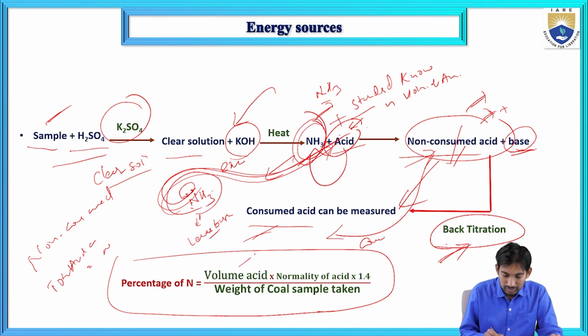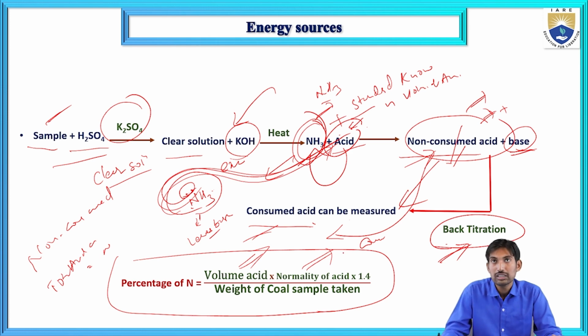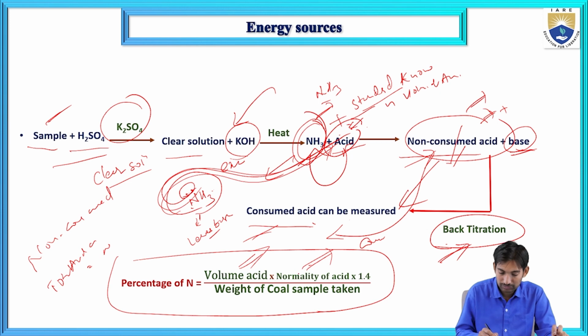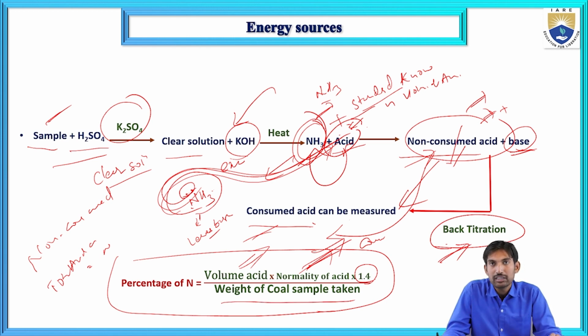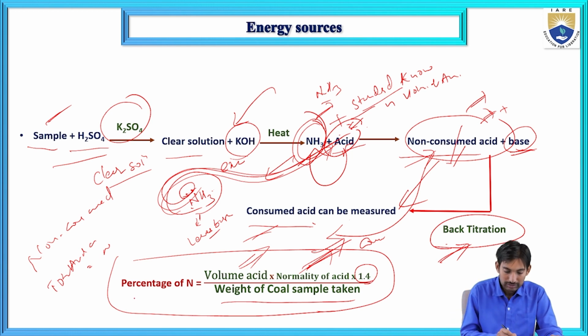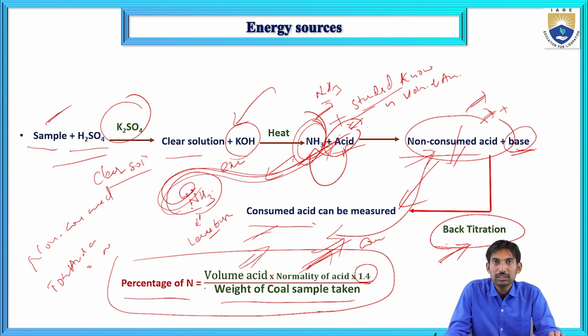See, then the volume of acid. The volume of consumed acid we have calculated in the back titration, and the normality of acid, how much standard solution we have added. The standard means a known concentration of acid. That concentration we have to mention here, into 1.4, divided by the weight of the coal sample taken. This is the formula for the percentage of nitrogen.